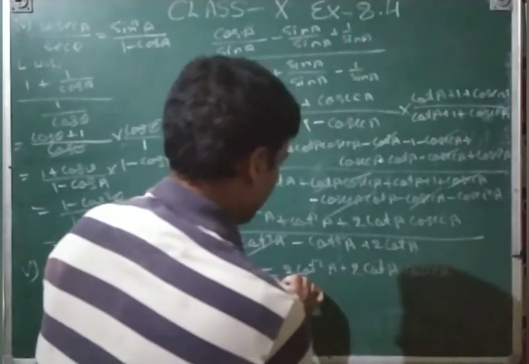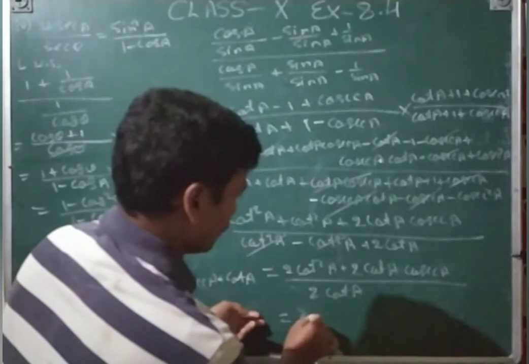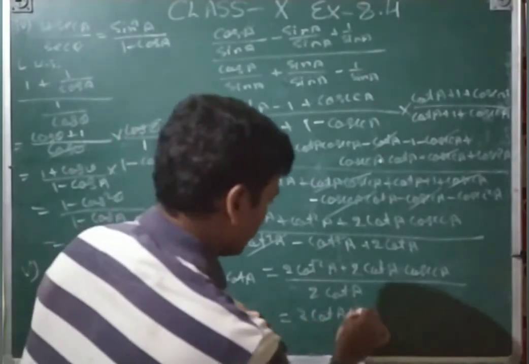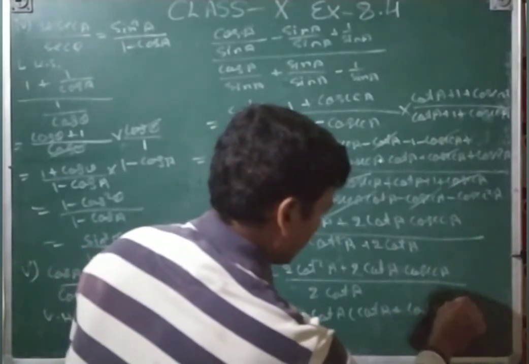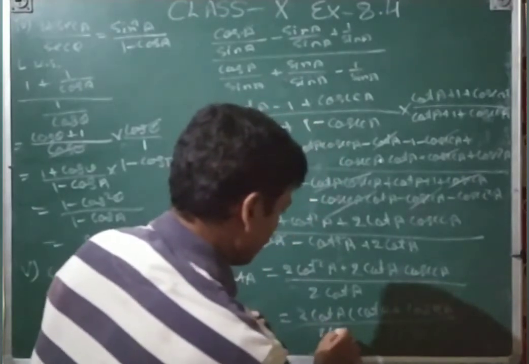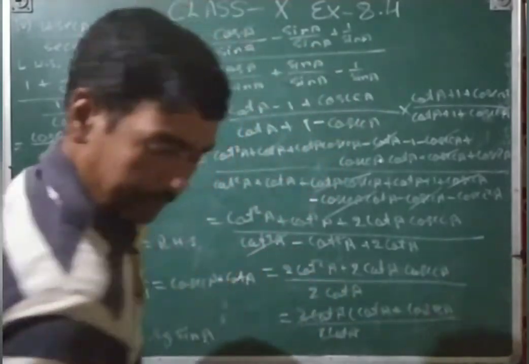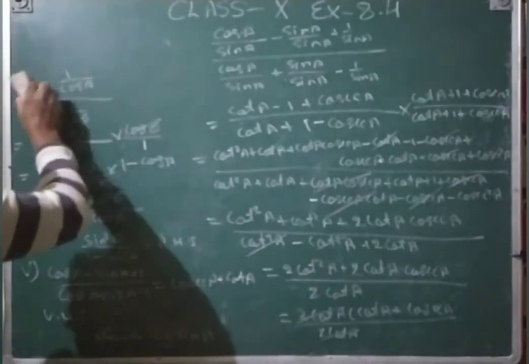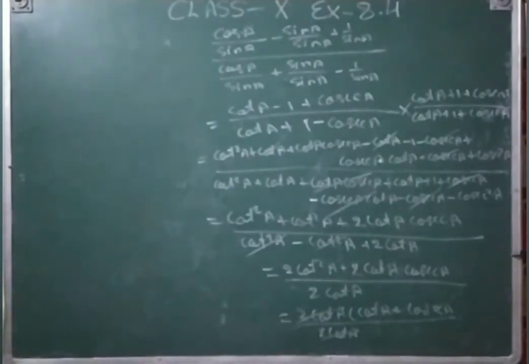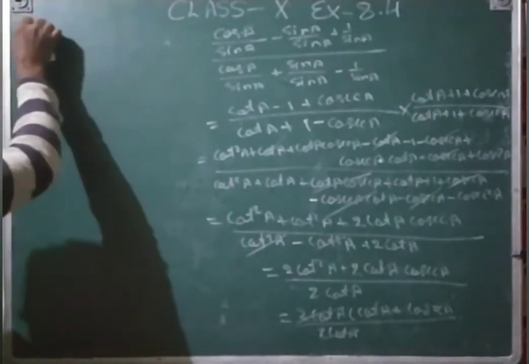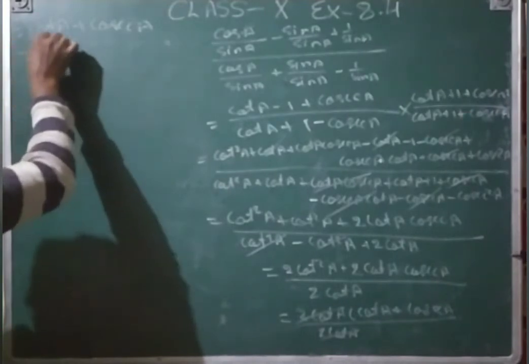And then 2 cot A is common, so that will be cot A plus cosec A upon 2 cot A, so 2 cot A cancels by 2 cot A, so left is cot A plus cosec A, which is equal to RHS.